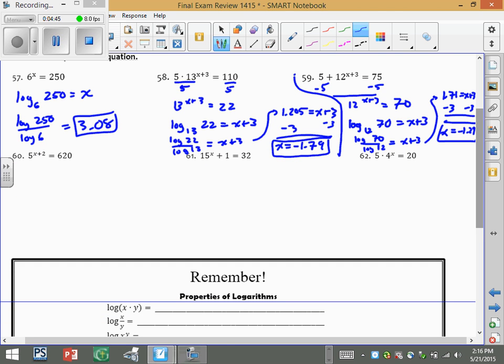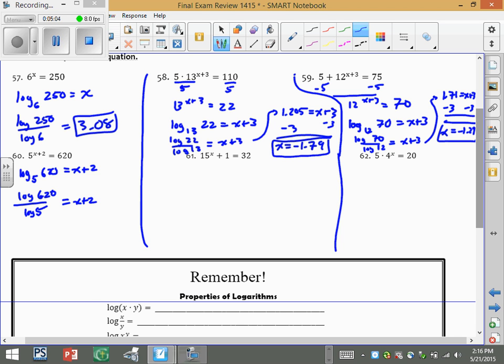Here we don't have to worry about doing anything before we take the logs. We can just go ahead and do log base 5 of 620, equals x plus 2. So log of 620 divided by log of 5 equals essentially 4 equals x plus 2. So we'll subtract 2 from both sides, so x equals 2.